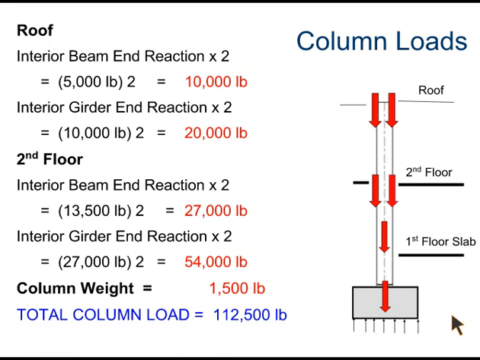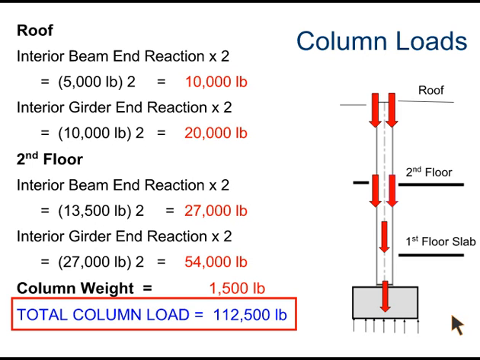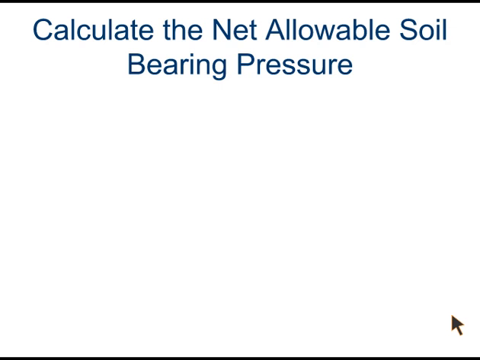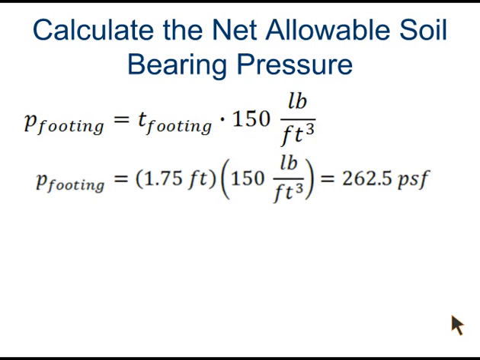Now the building loads will create a pressure on the supporting soil equal to the total force applied, but divided by the area of the footing. All right, so we have our total column load, 112,500 pounds. So now we need to calculate the net allowable soil bearing pressure. So first, we find the pressure caused by the weight of the 1 foot 9 inch thick footing. Now careful, that's not 1.9 feet, that's 1.75 feet, 1 foot 9 inches, times our density of concrete, 150 pounds per cubic foot, gives us 262.5 pounds per square foot.